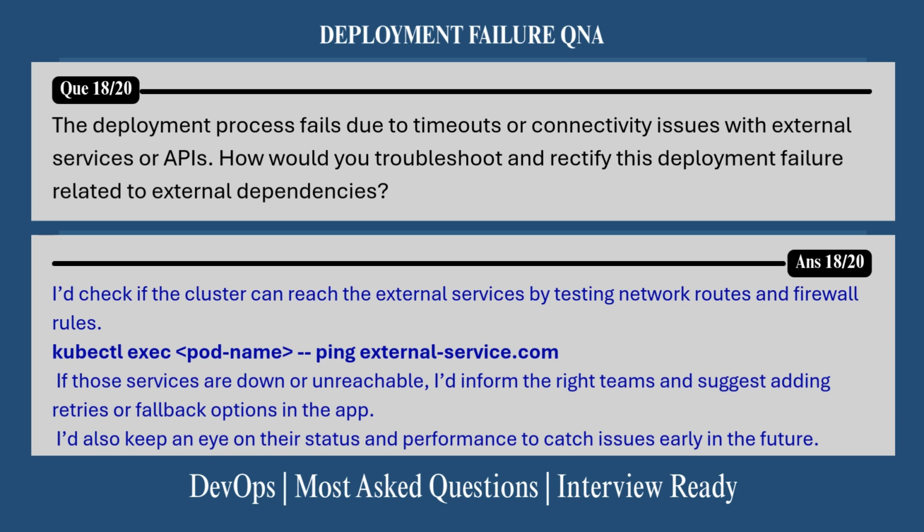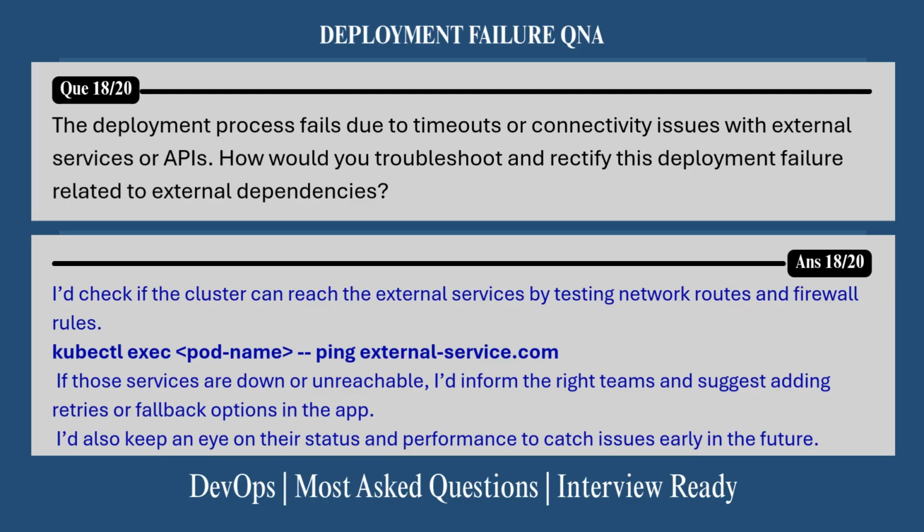Okay, here's one with the connectivity issues. The deployment process fails due to timeout or connectivity issues with external services or APIs. And the interviewer asks you, how would you troubleshoot and rectify this deployment failure related to external dependencies? Here's how you would answer it.